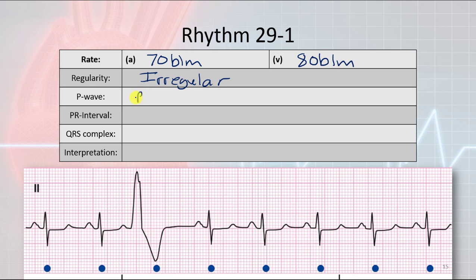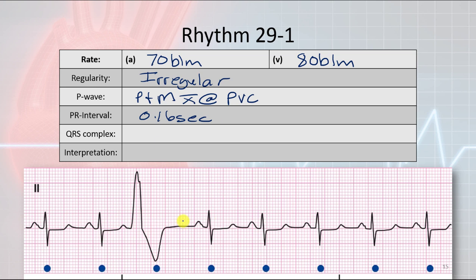P waves are present and married. Are they all present and married? No, they're not. They're present and married except at the PVC. The PR interval, look at the PR interval down here. How does it look? It actually looks pretty good to me here. So I'm going to say it's about 0.16 seconds. Like I said, I don't have calipers and I can't put them on my screen, so I'm guessing here. If you have a piece of paper, please use the proper process.